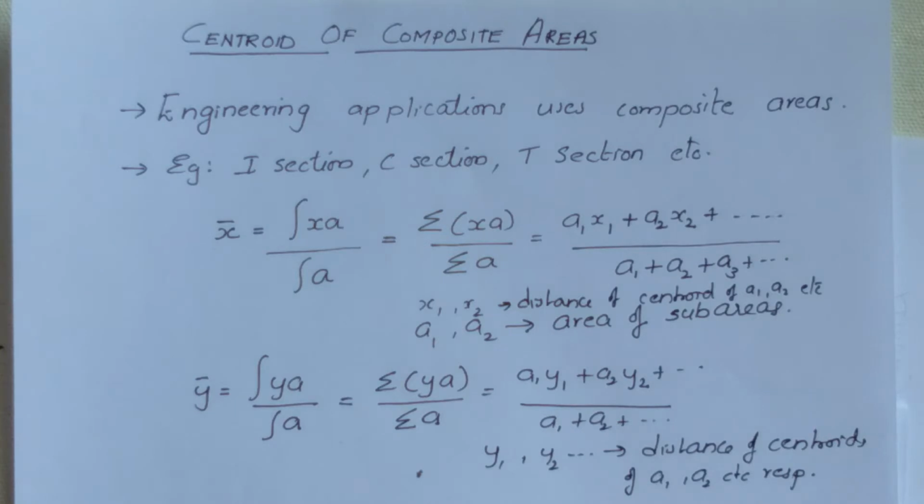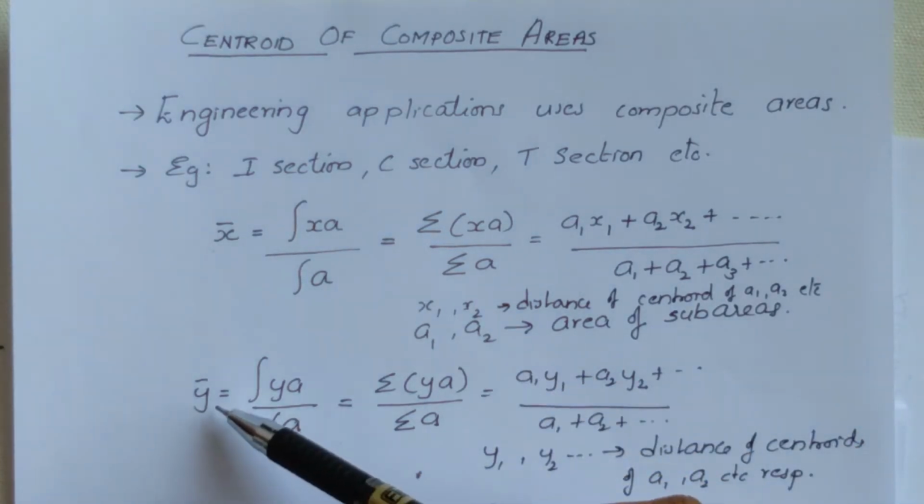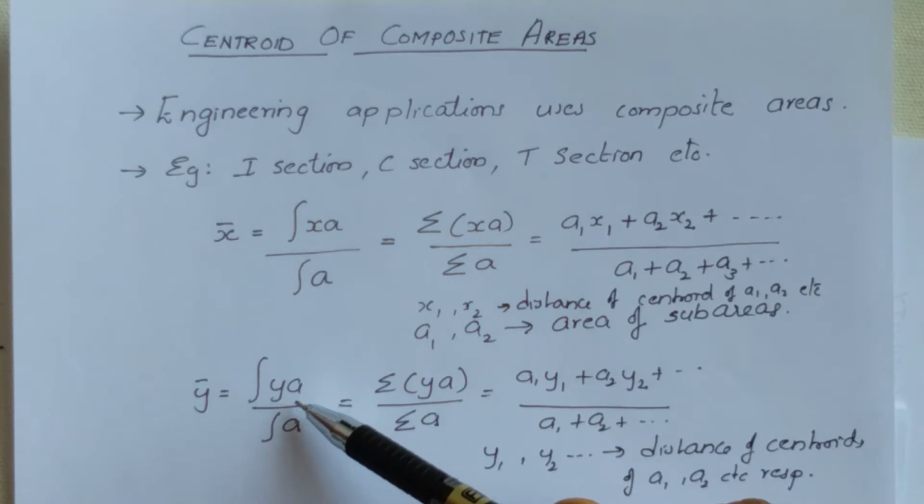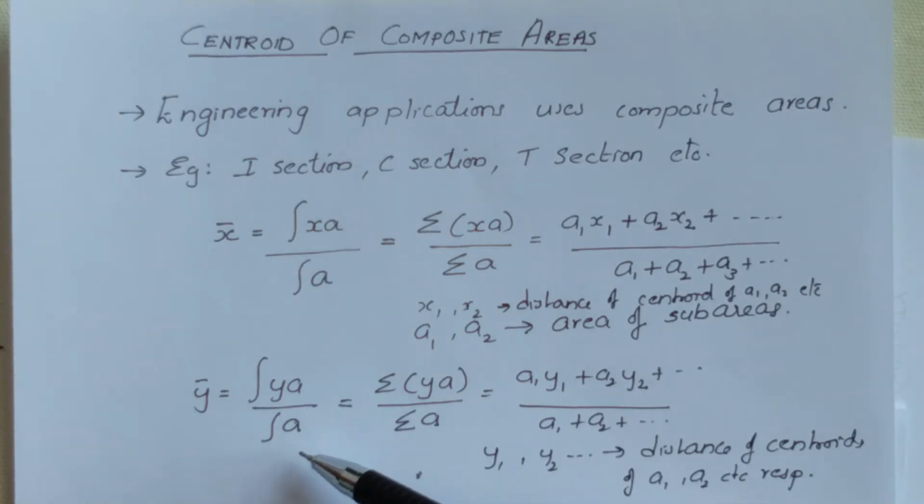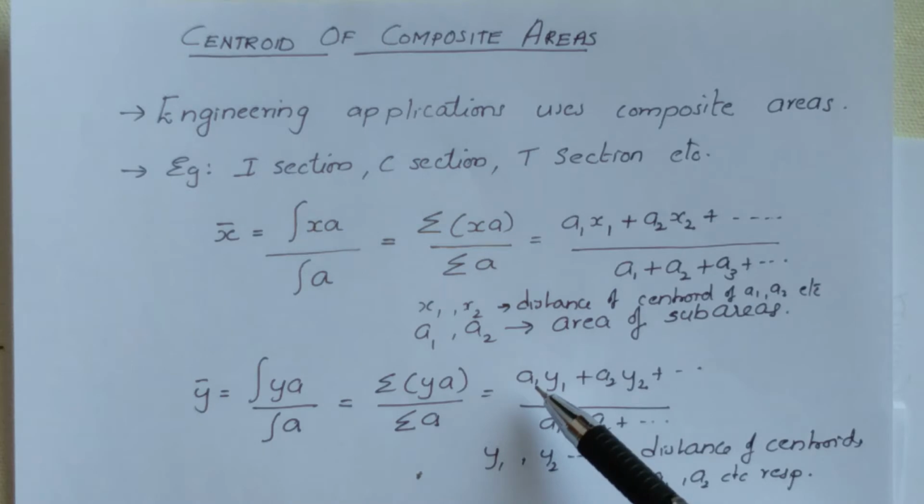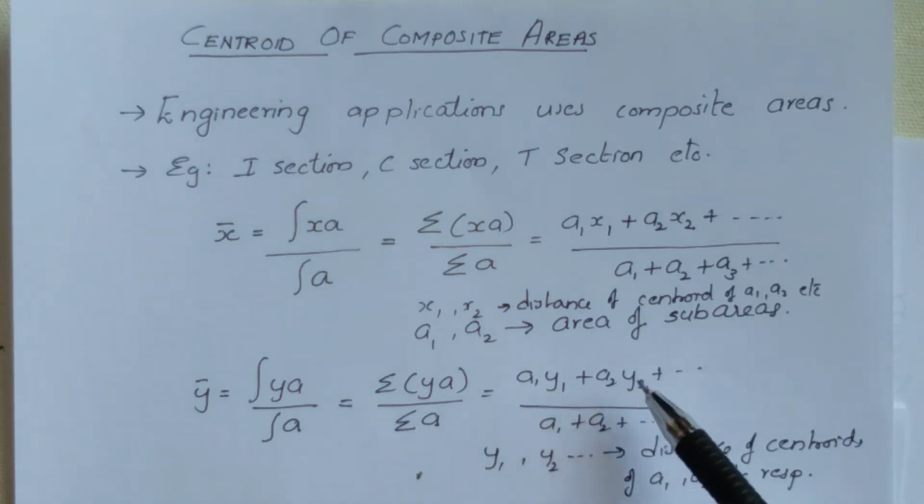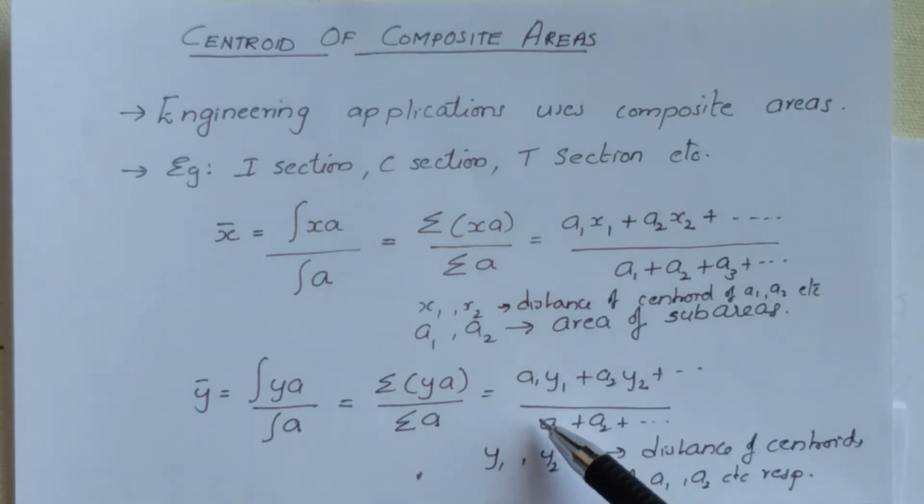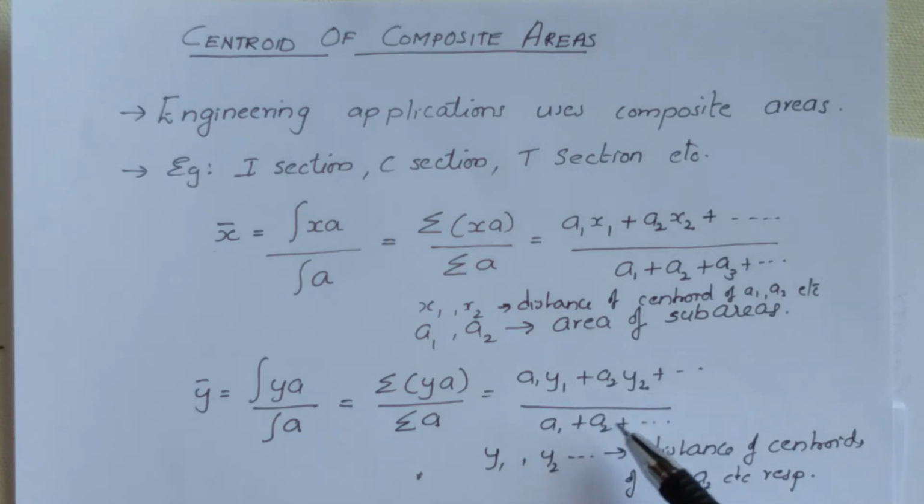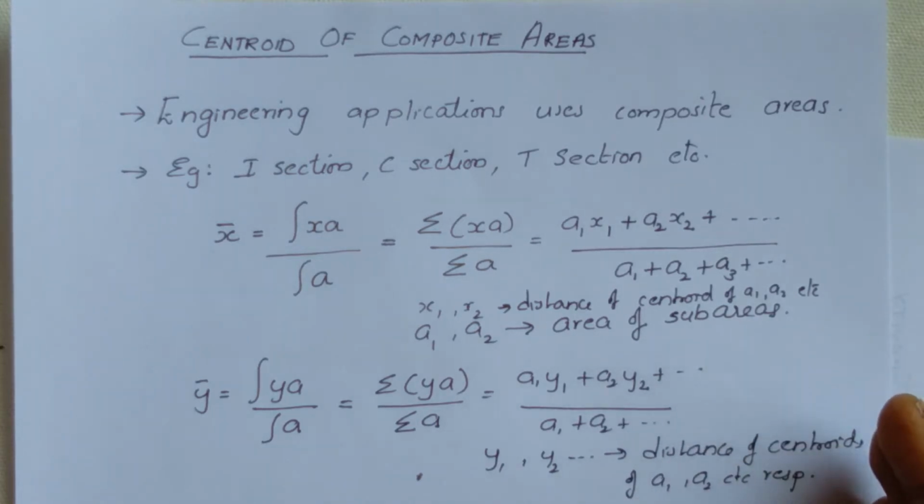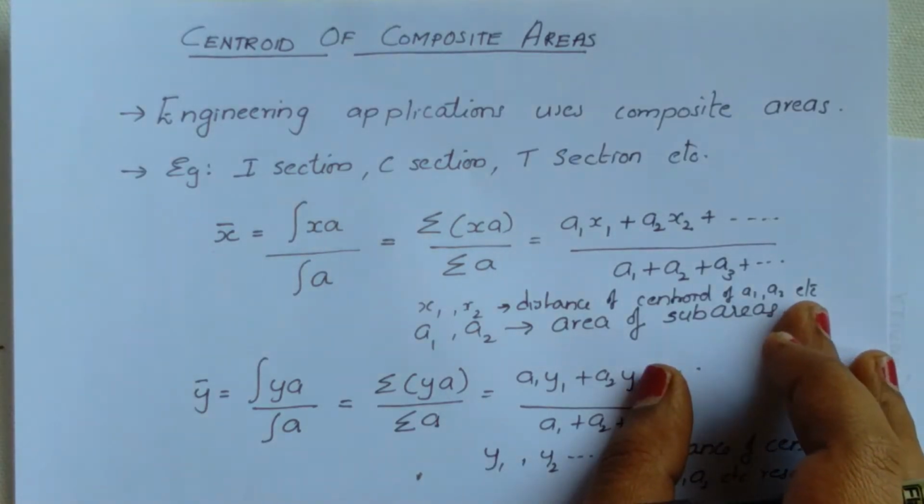from the y axis. Similarly, y bar is equal to integral y a divided by integral a, that is equal to a1 y1 plus a2 y2 plus etc. divided by a1 plus a2 plus etc., where a1, a2 are the areas of the subsections, and y1, y2 etc. are the distance of centroid of each area from the x axis. This will become clear when we do a problem.